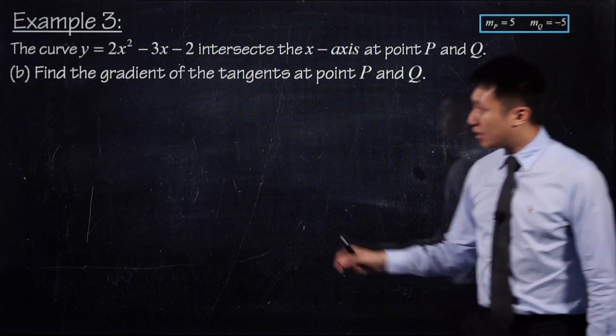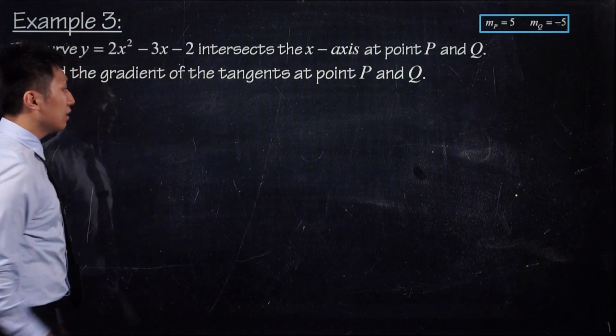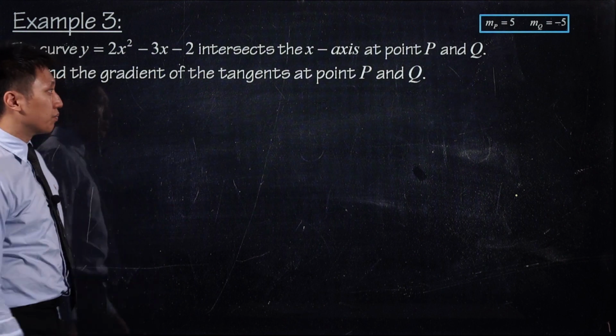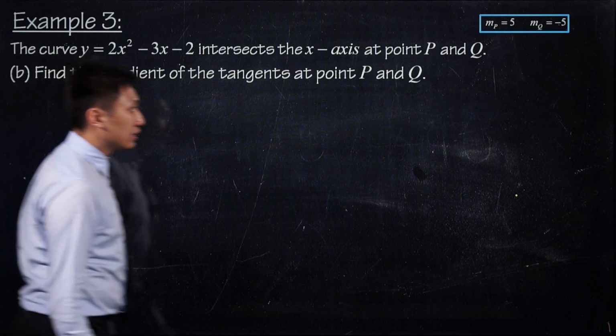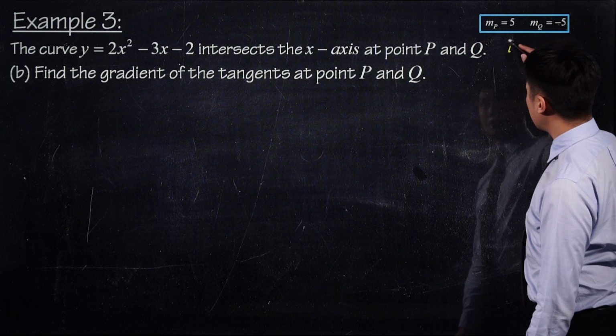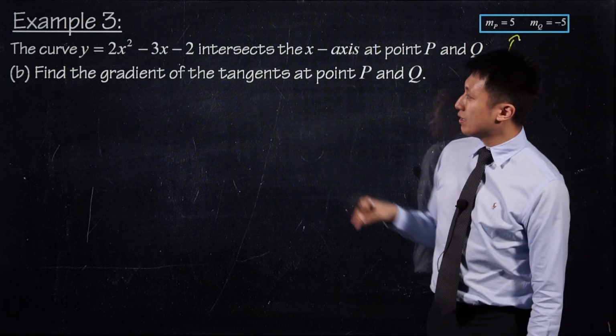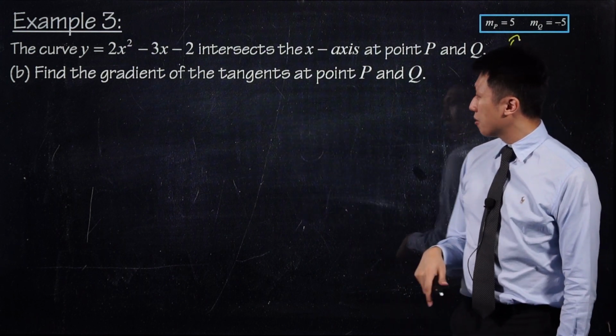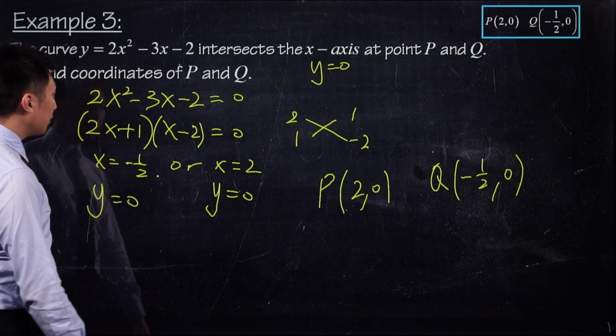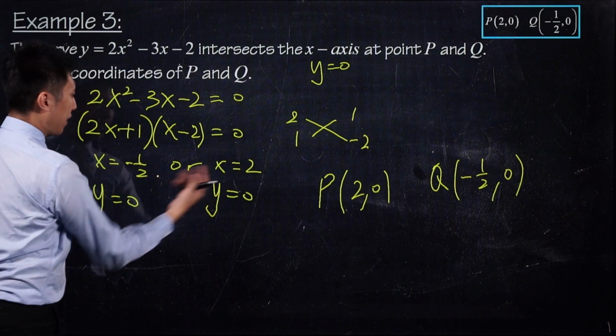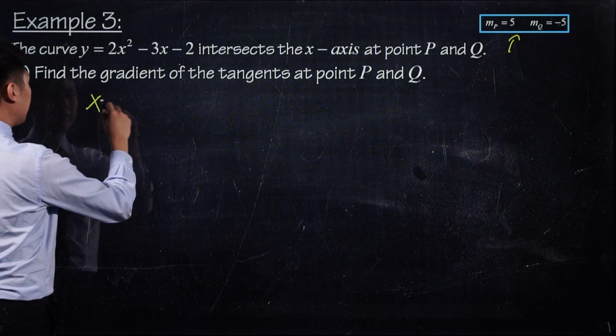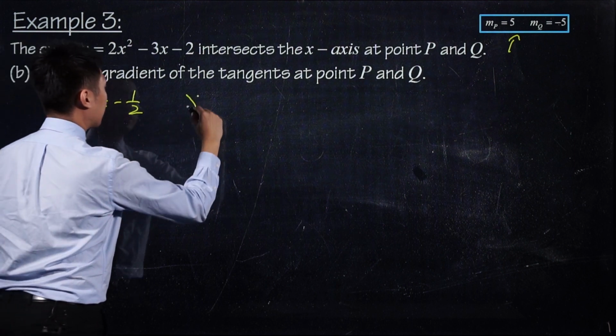Next, find the gradient of the tangent at the points P and Q. This is given, this is the answer. Find the gradient of the tangent at the points P and Q. So just now we found that x is equal to negative half and x is equal to 2.